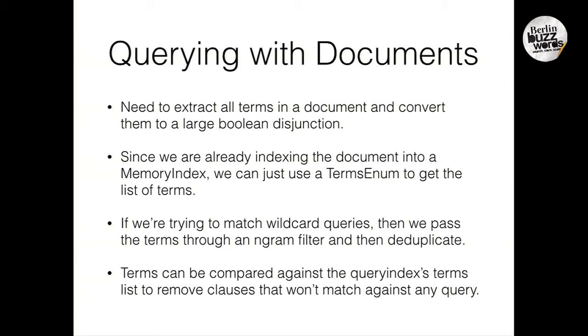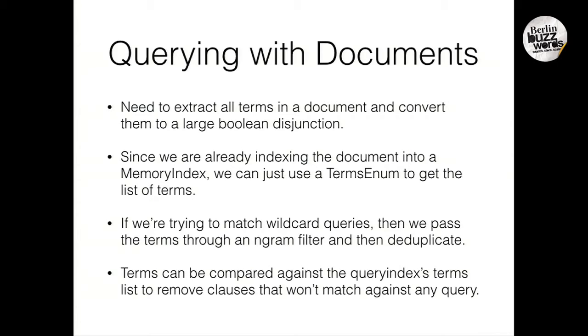So the simple answer is you take your document, you run it through your analyzer, you pull out all the terms from that document, and you make a massive, great disjunction query and run that against the query index, and everything that matches is something that it's likely to hit. So you have a specialized collector, and each query that generates a hit, you then pull that query out and run it against the document.